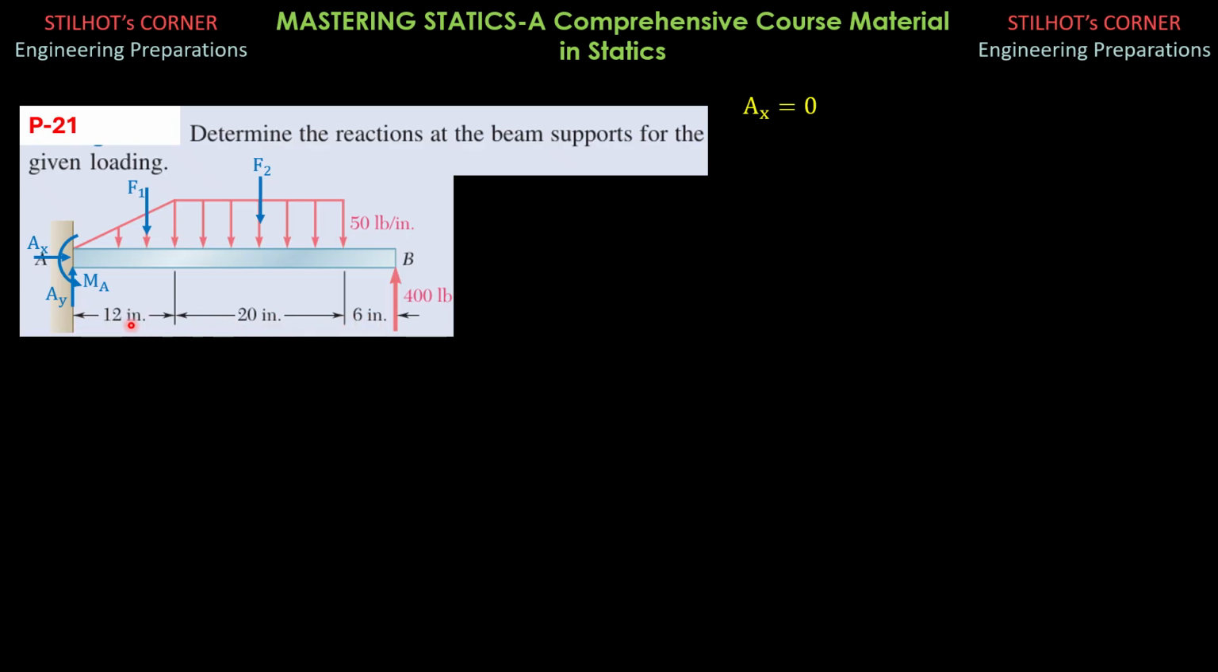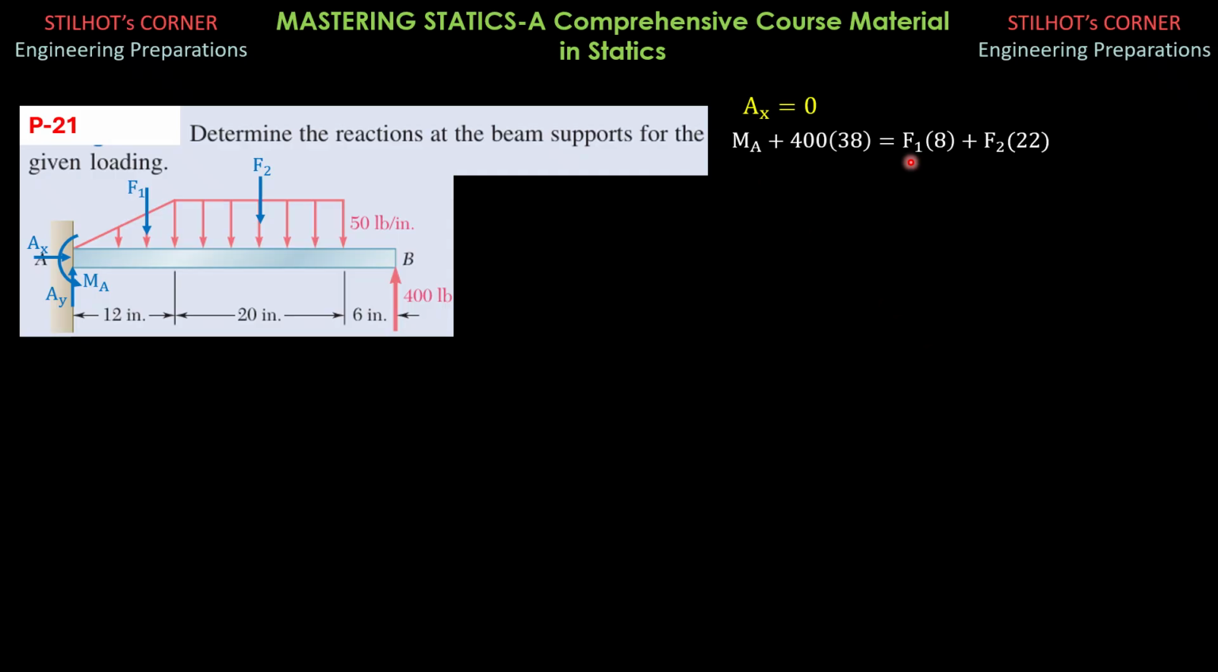6 plus 20, 26 plus 12, 38. Then equals or minus F1 times 2/3 of 12, 8 plus F2 times 10 plus 12, 22. So MA plus 400 times 38 equals F1 times 8 plus F2 times 22, where 22 is half of 20 plus 12, 22. And 8 is 2/3 of 12, so 8. Remember the location of the centroid of a triangle.